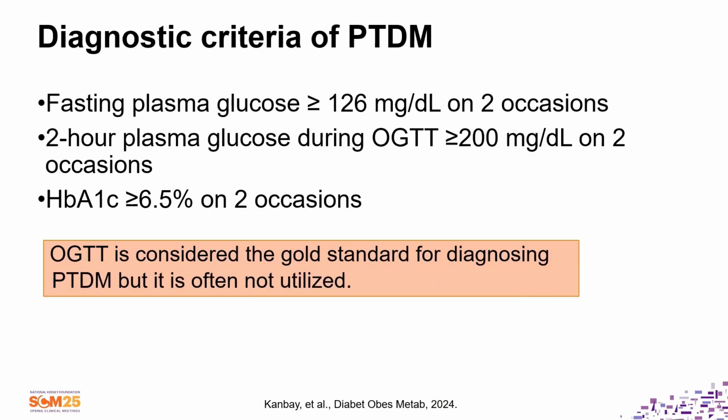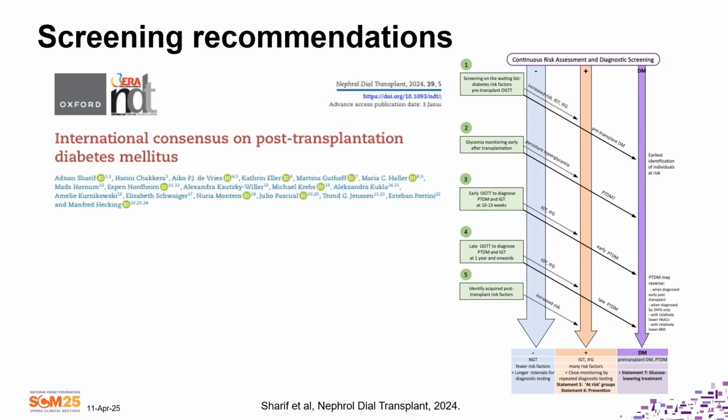And so, based on expert opinion, OGTT is really considered the gold standard for diagnosing post-transplant diabetes mellitus. However, it is not often utilized, and you can imagine why. Of course, it's more work for the patient. It's sometimes hard to organize, but it is the recommended screening modality. And so in 2022, the third international consensus on post-transplant diabetes mellitus was published. These were 18 experts who gathered in Vienna, Austria, who came up with some recommendations on screening and management.